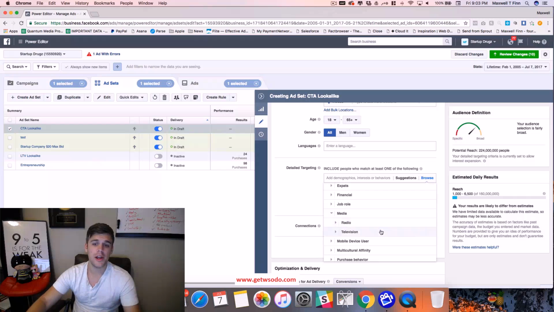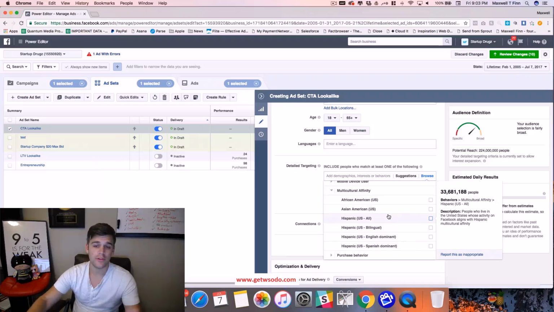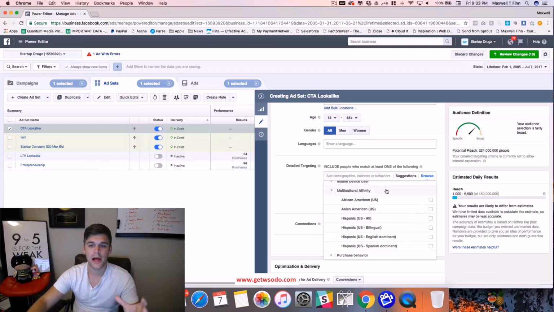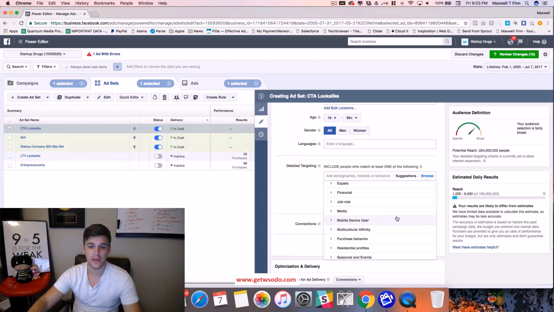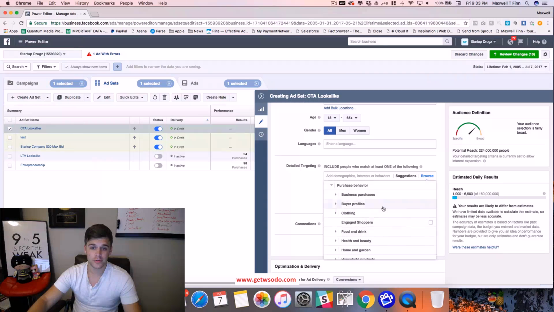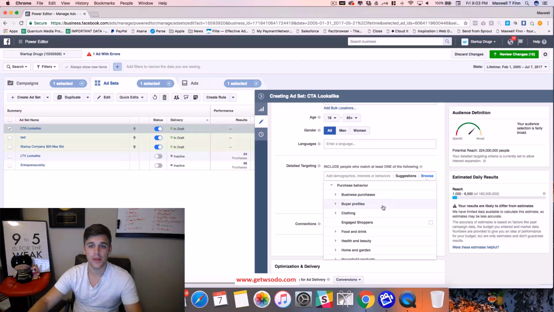Media type, radio, television, what type of television shows they watch, what type of radio shows they listen to. Multicultural affinity, what's their race, religion, create all these incredible options that are going to help you build more relevant advertisements and provide more value to the person being advertised to. Purchase behavior is a huge one. This is a massive, massive category within your browsing window here on detailed targeting.